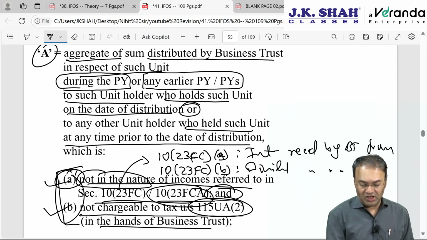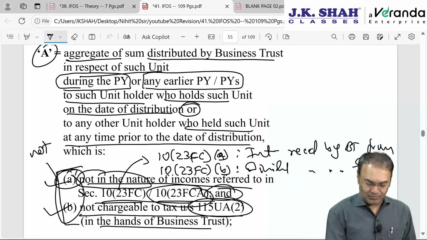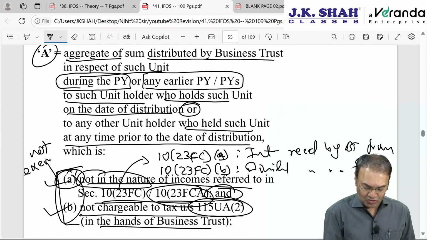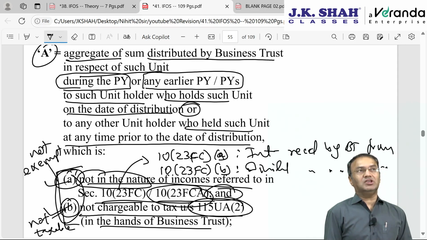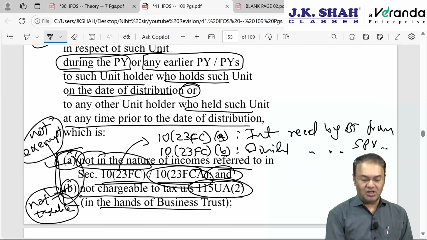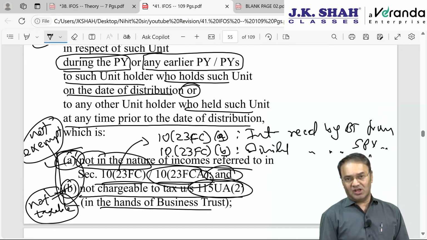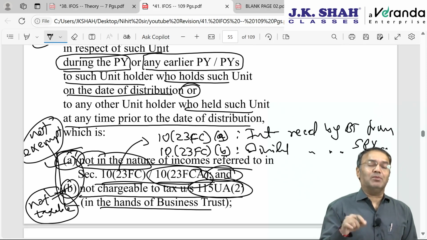What is point A? Point A is something which is not exempt in the hands of the business trust, and clause 2 is something which is not taxable also. Everyone is still wondering what is such income, what is such amount which is neither taxable for the business trust nor is it exempt for the business trust. Ideally, Nirmala Sitharamanji is talking about capital repayment.